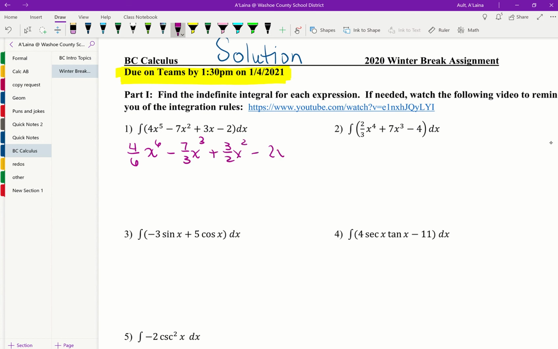And then for each term, I will continue that process, add 1 to the power, divide by the new power. And then if it's a constant, we multiply it by x, and then there is a plus c, capital C, as a constant at the end, because when you take the derivative of this expression, it needs to get you back to what you were taking the integral of. And so that plus c is there because you could take a derivative of any constant and it would zero out. So we are representing that there is some constant, even if the constant is 0, at the end of this expression.